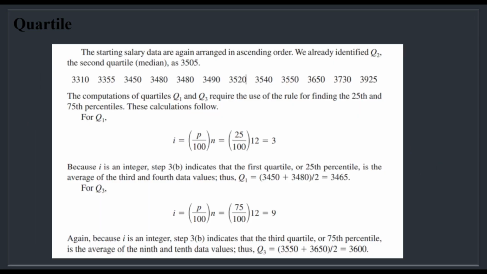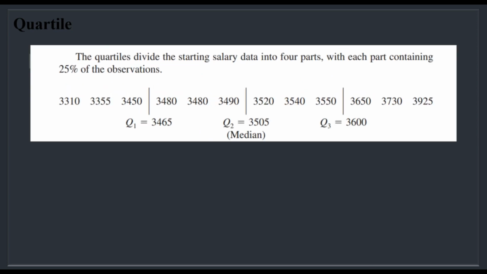Okay, so this is the calculation. Q1 is 3465, Q2 is 3505 and Q3 is 3600. By using these 3 values, we can divide the whole data set into 4 parts.